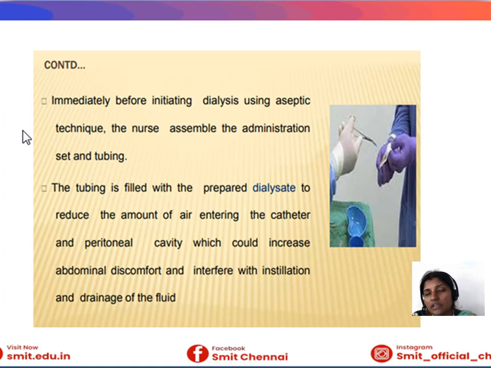Immediately before initiating the dialysis, using aseptic technique, the nurse assembles all the administration set and tubing here. The tubing is filled with the prepared dialysate. This is the tube. Here we will fill this tube with the dialysate solution, to avoid air entering the catheter and peritoneal cavity, which could increase abdominal discomfort. So we have to ensure there is no air flow into the peritoneal cavity. We can then continue the procedure without any discomfort to the patient.